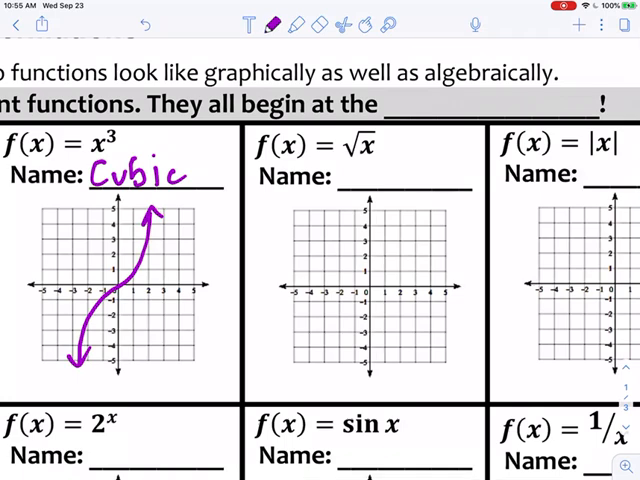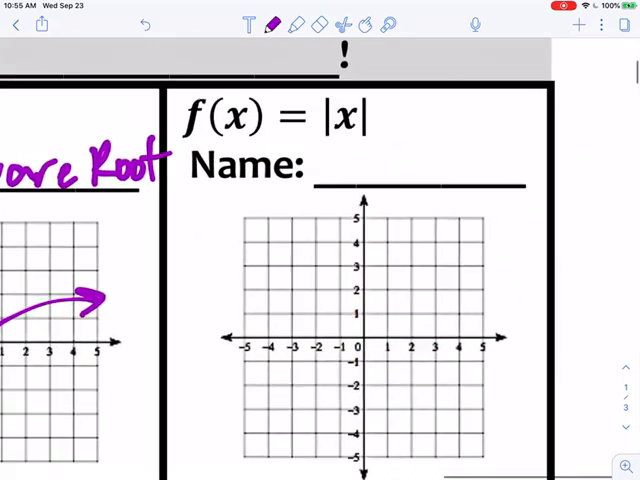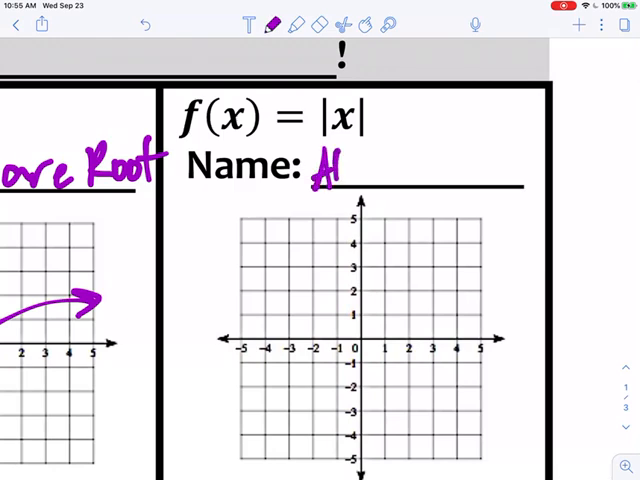So we got to make sure that we can identify these parent functions. And next is the square root function, or also known as radical. If you're in my class, we know it's a radical function. All right, and our next one is absolute value.